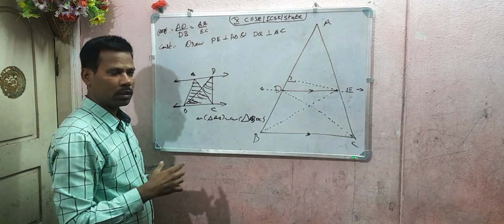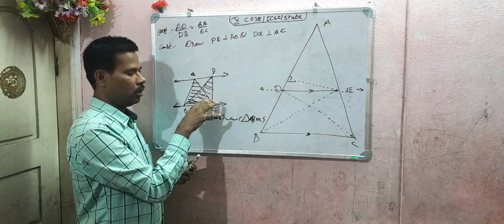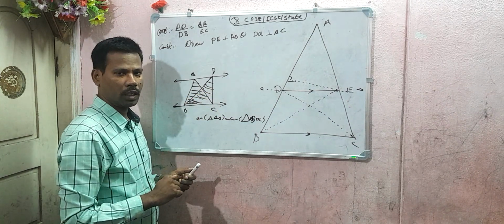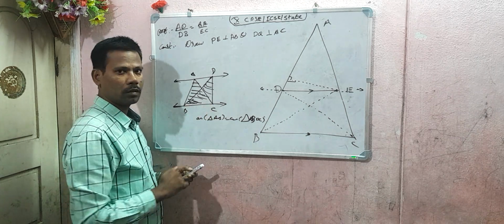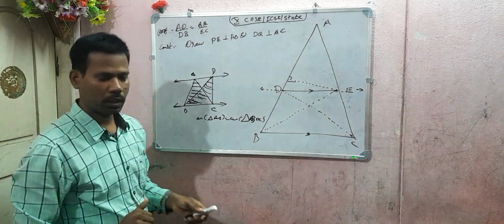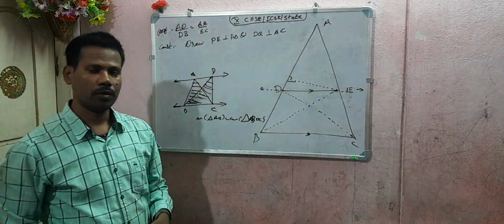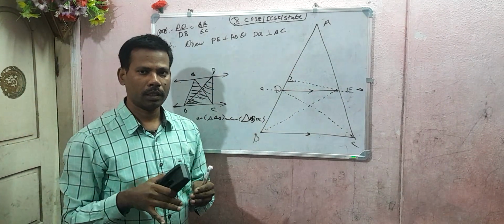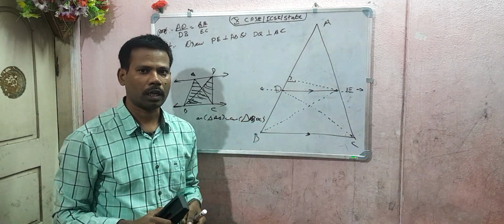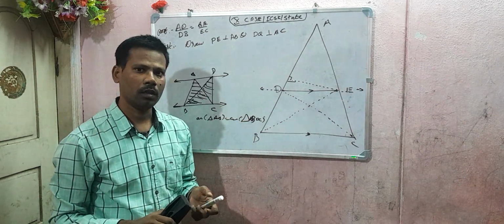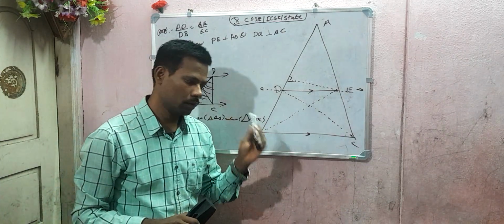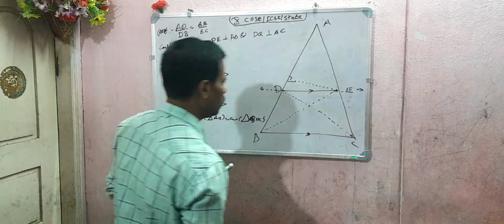Are you getting my point? If two triangles lie on the same base and between the same parallels, their areas are always equal. So this is one point, and another point is that in an acute angled triangle, the altitude always lies inside the triangle. For an obtuse angled triangle, the altitude lies outside the triangle. If you know these two, then we can go ahead with the theorem. It's very simple.